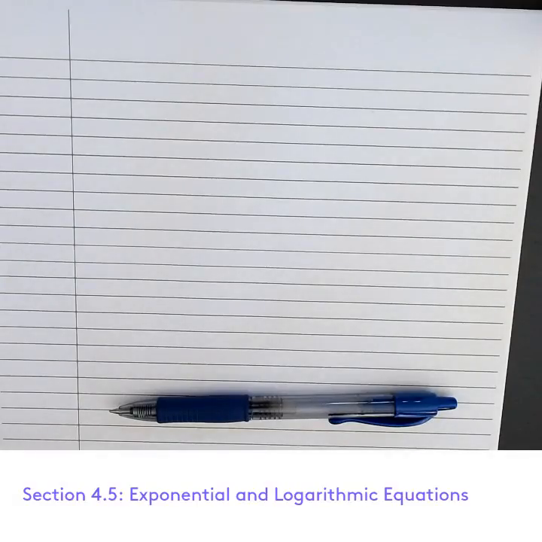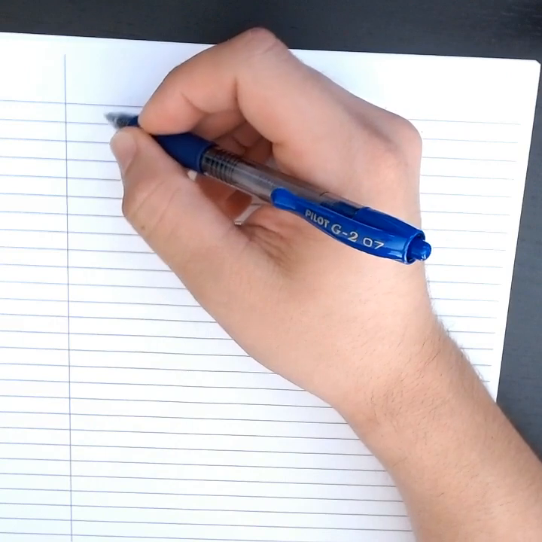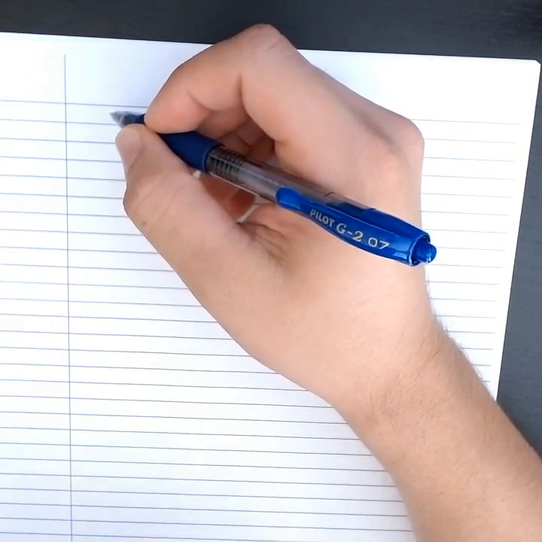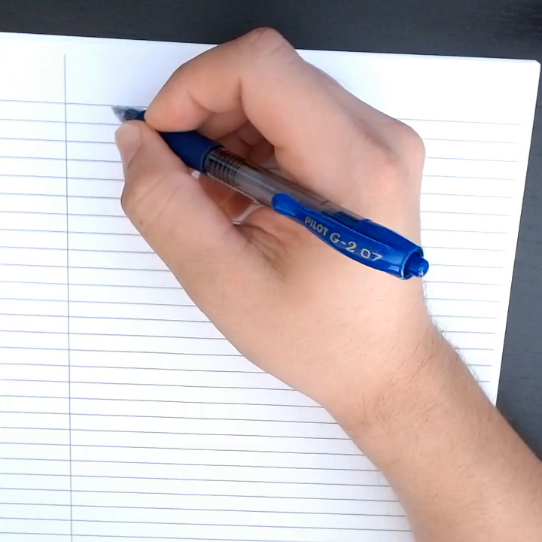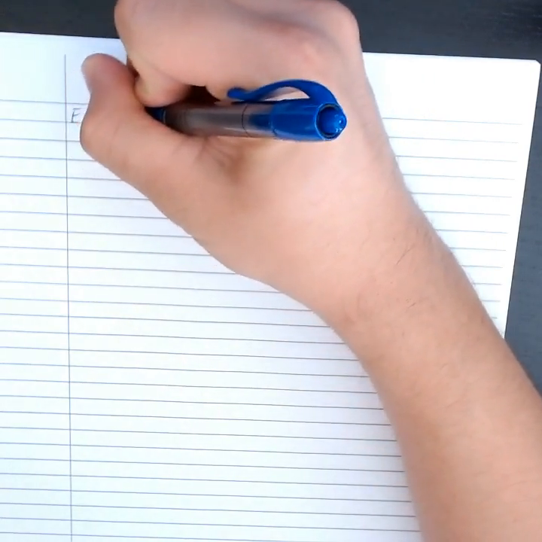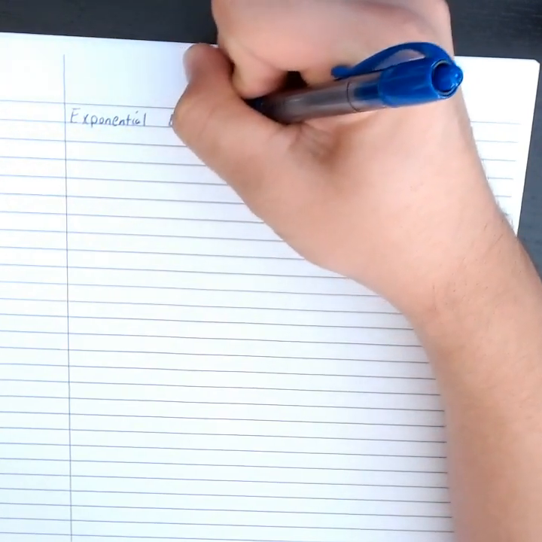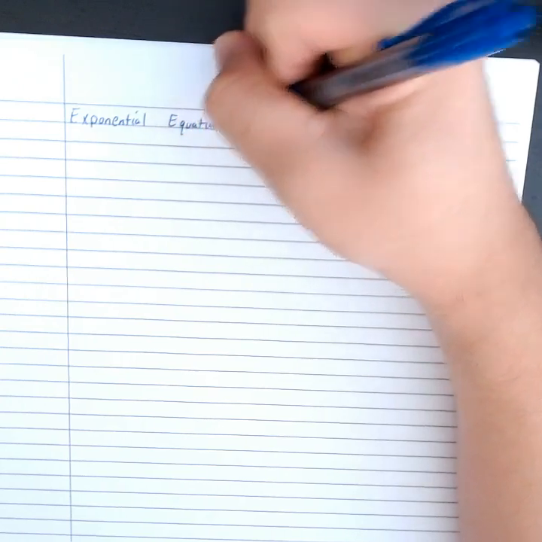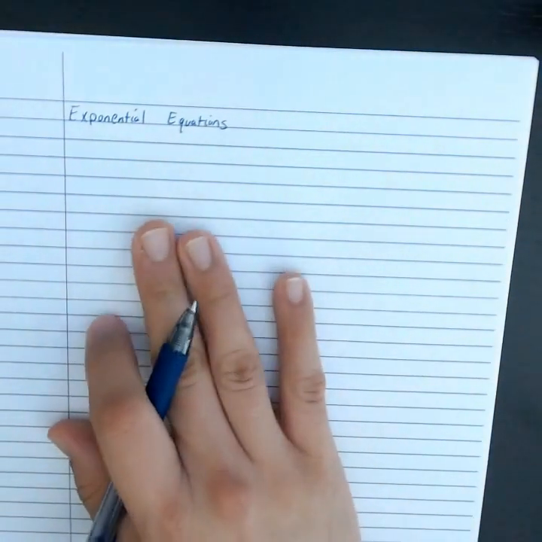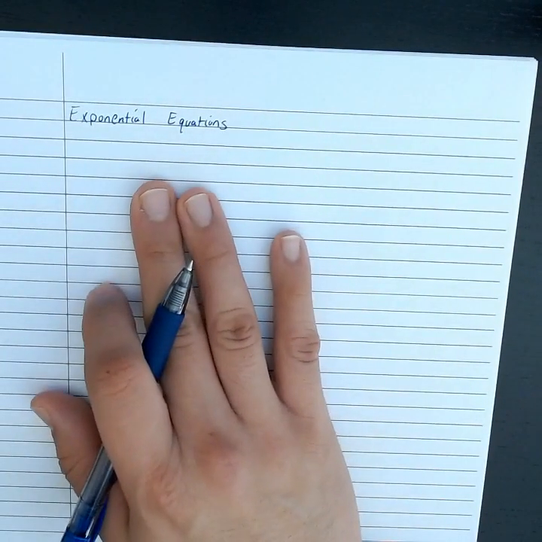Let's take a look now at section 4.5 about exponential and logarithmic equations. Now, when we're solving exponential and logarithmic equations, a lot of the same techniques are going to work because, of course, these two types of functions are related. When we look at exponential functions, we can set exponential functions equal to a constant or to another expression and end up with an exponential equation.